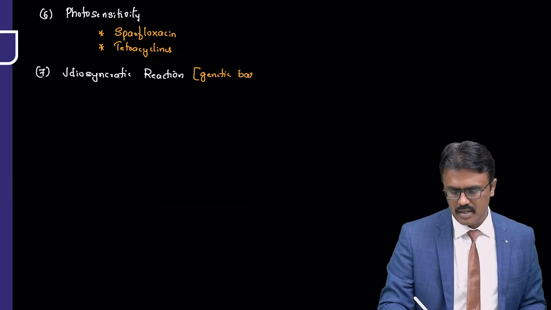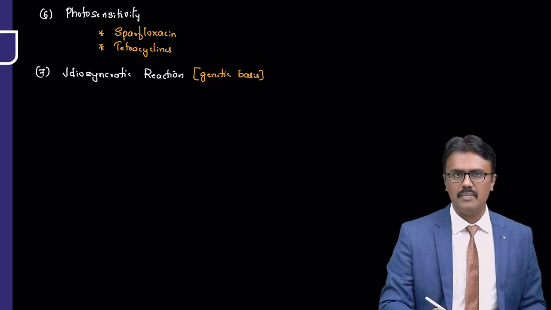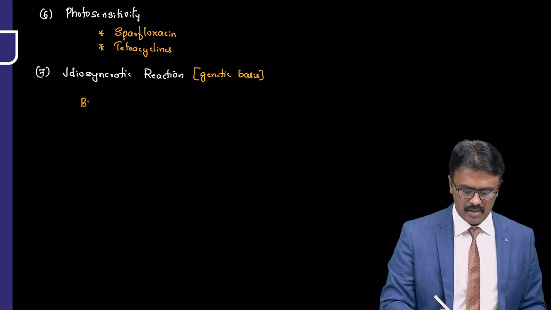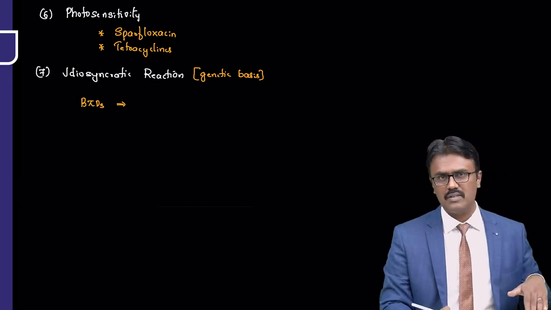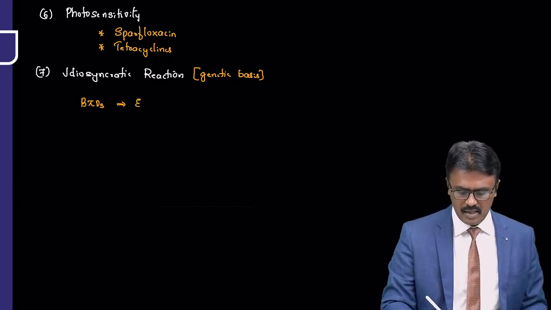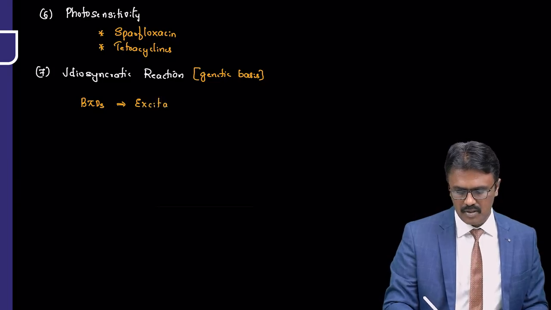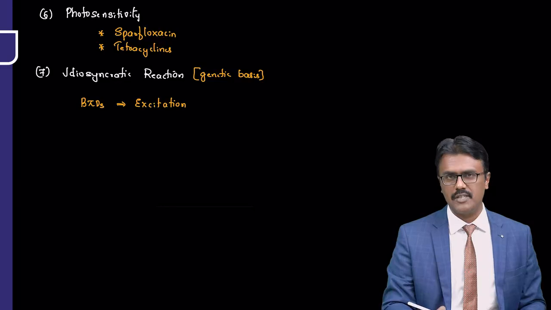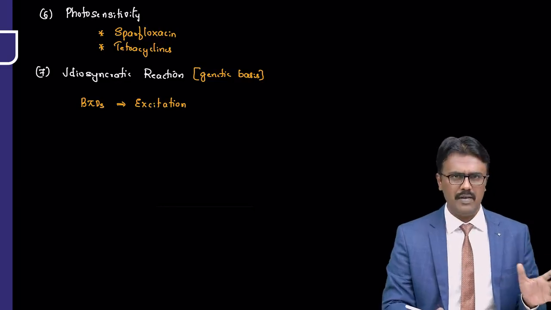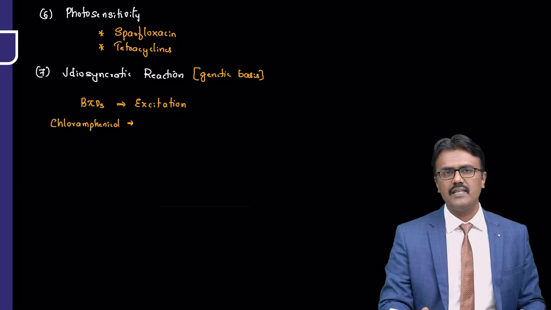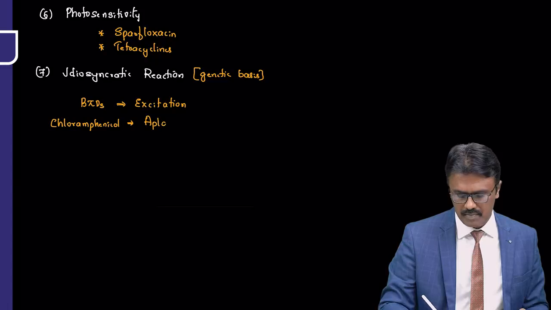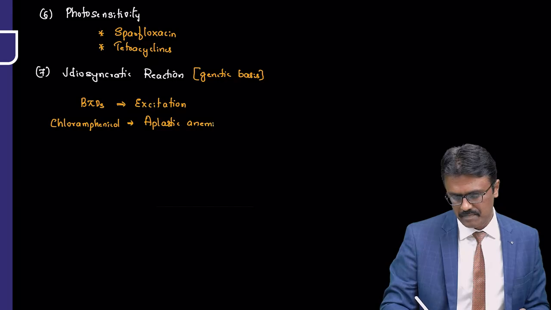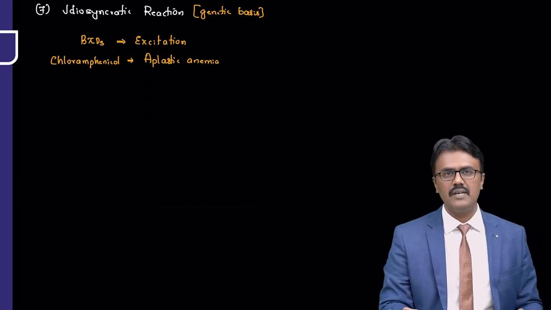It has genetic basis. For example, the sleeping tablets like benzodiazepines, they should produce drowsiness, but they produce excitation in certain people. That is called idiosyncratic reaction. Not in everyone, some people. One more drug is chloramphenicol. When we give it to certain people, they develop a problem called aplastic anemia. That is idiosyncratic reaction.